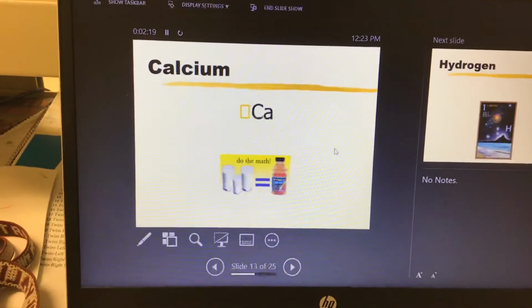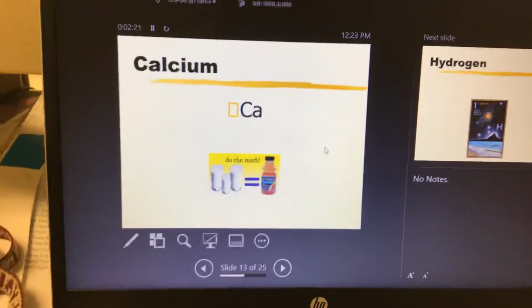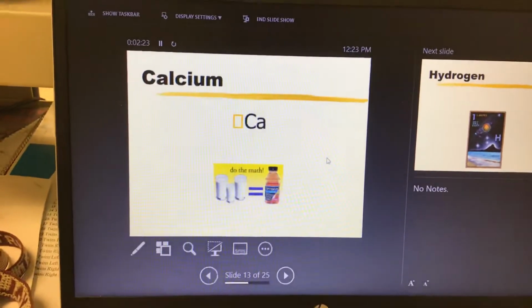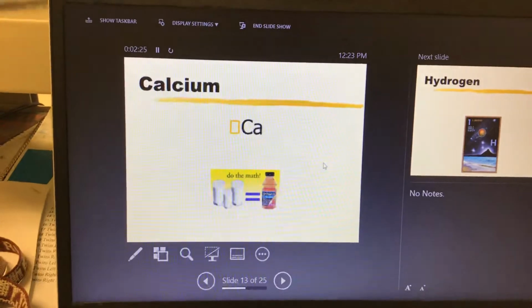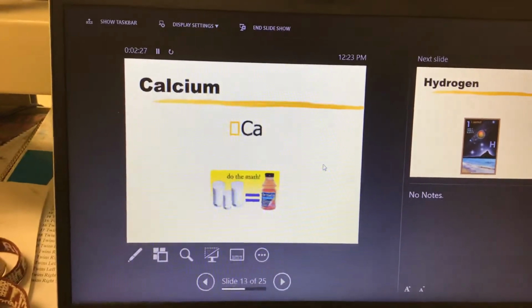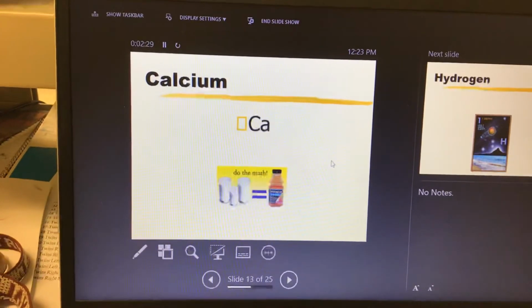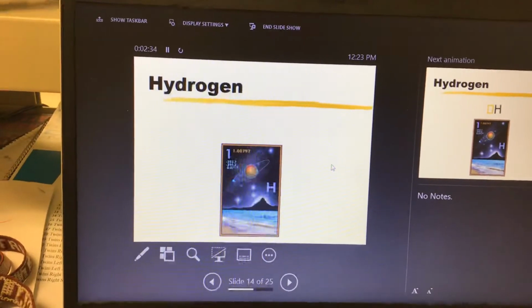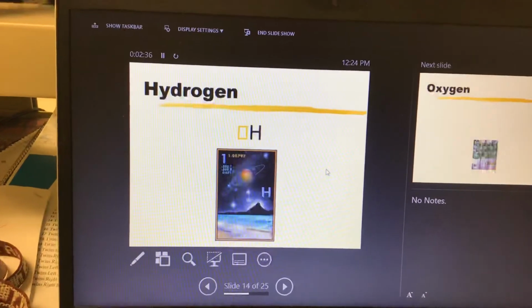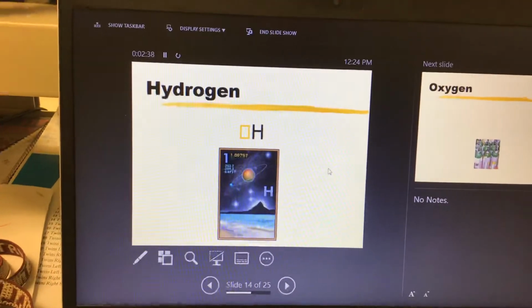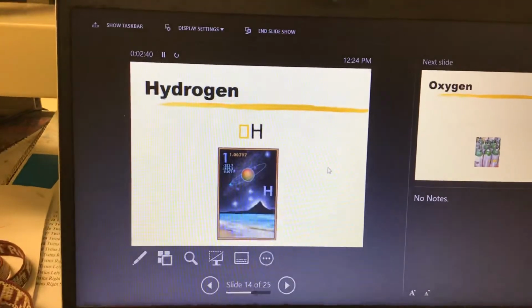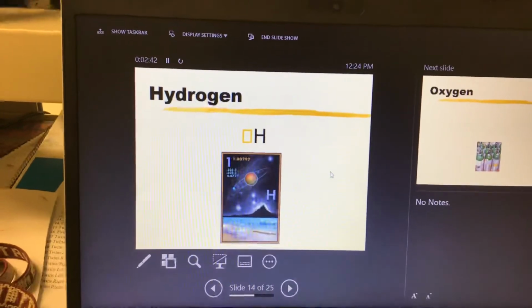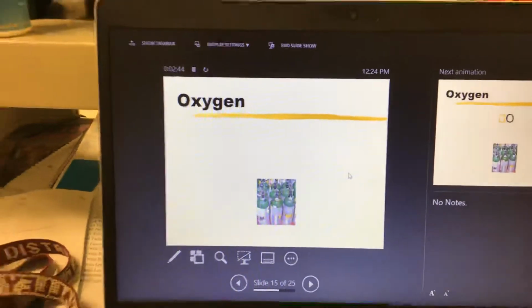Calcium, Ca. Don't mix that up with carbon. Calcium is Ca. Your bones need it to grow strong. You also need calcium in your blood to help move oxygen. Hydrogen is H. Hydrogen is the lightest element on the periodic table. It's number 1. It has 1 proton.